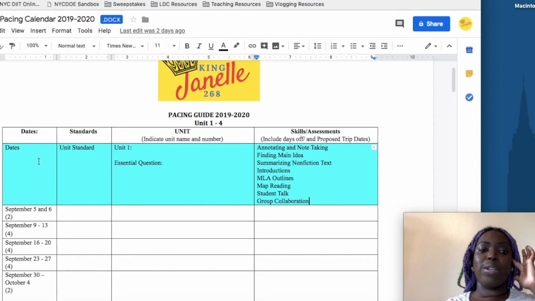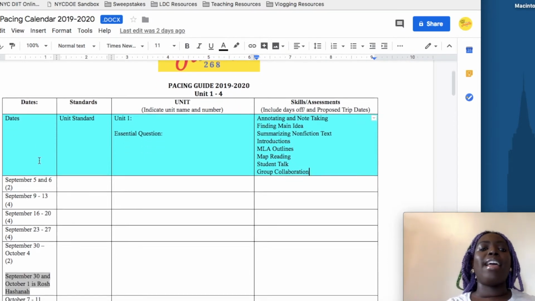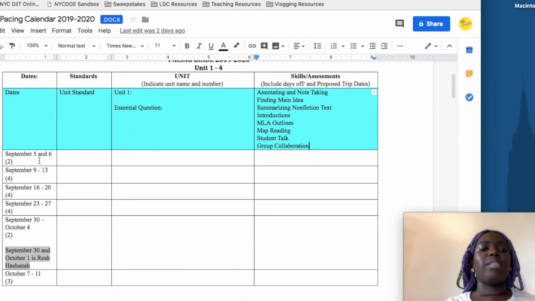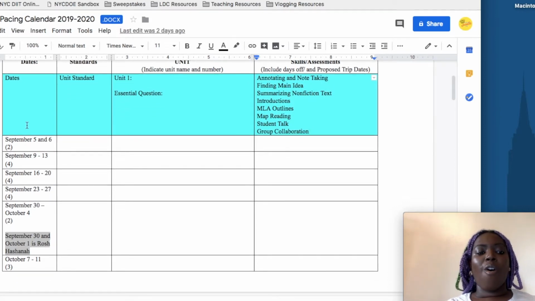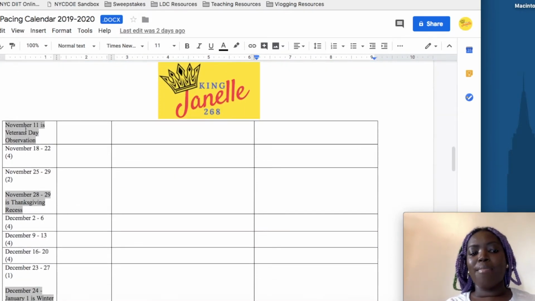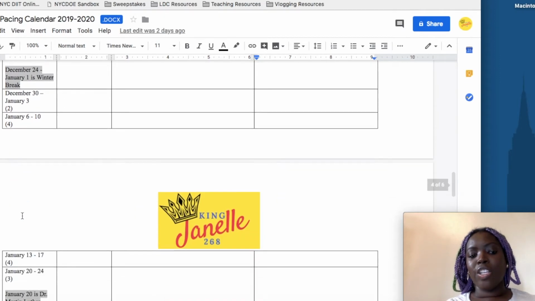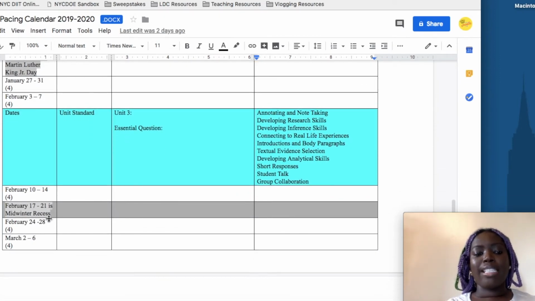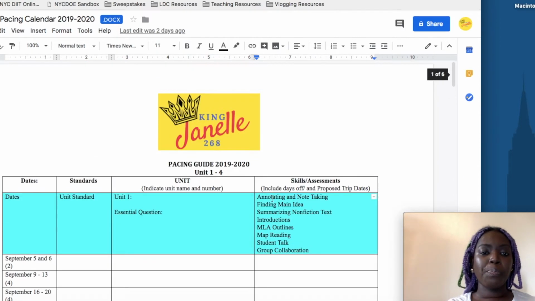What is very important about my pacing calendar and why it even matters for me to send it to you is because I have the dates, all the days of the school year, and I have blacked out all the holidays. So that makes one less thing for you to do. That's why I'm offering it.